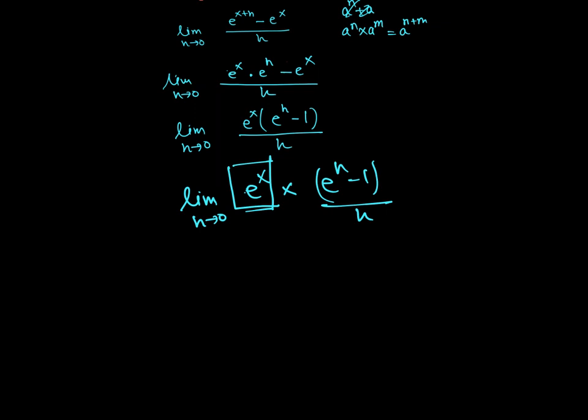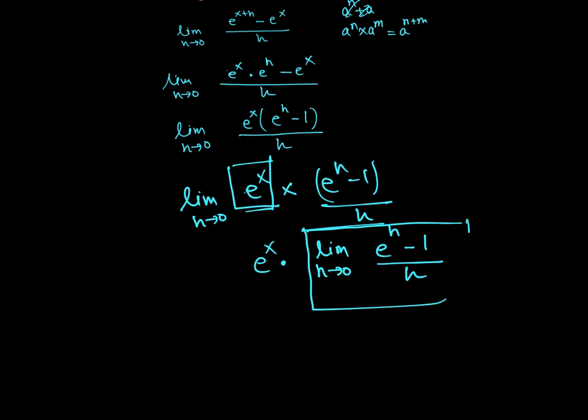We don't need to put any limit over here because this e to the power x does not contain the h expression. So we can say that e to the power x times limit as h tends to 0 of e to the power h minus 1 divided by h. And if you research a bit on this limit, this is another limit which can be proved using another lengthy process, and this limit basically evaluates to 1.